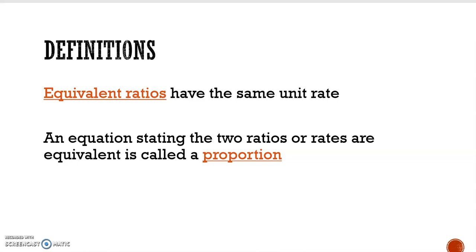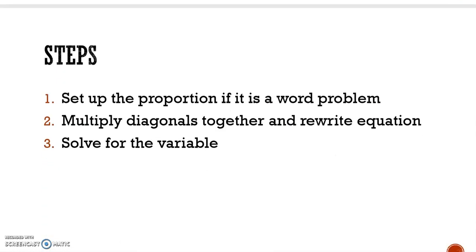Alright, so a few definitions we have. The first one is equivalent ratios. This is when you have two fractions that, when you divide the numerator and denominator, they get the same answer, the same unit rate. If you take those original ratios and set them equal to each other, we call that a proportion. And you can use proportions to find missing information. So that's what we're going to be doing.